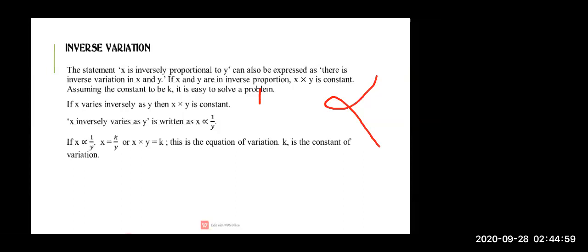In this equation of variation, k is our constant. So first of all, we have to find the constant, and then we will apply it in the following equation to solve the problem. So the formula you are going to use for inverse variation is x into y equals k. x into y equals k.